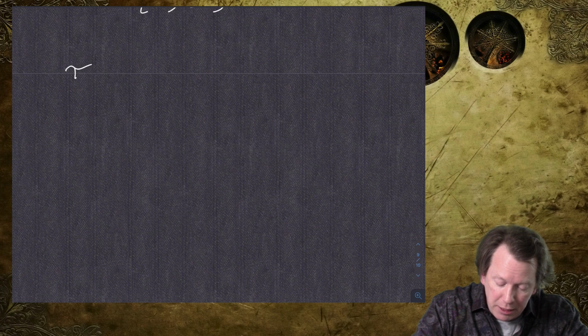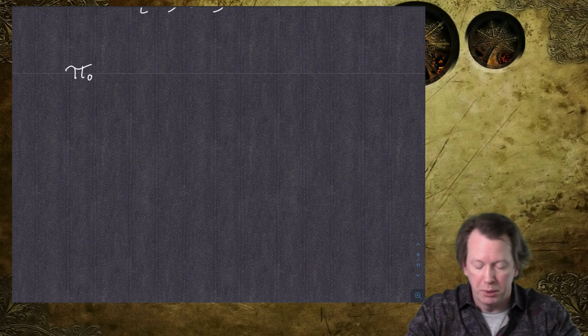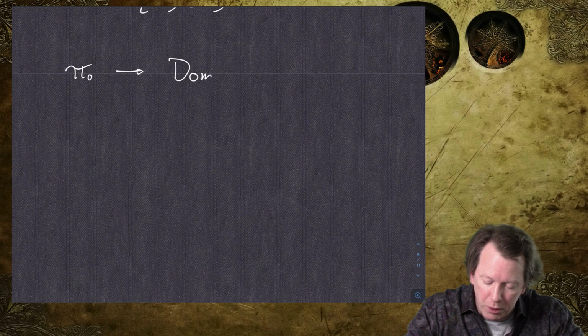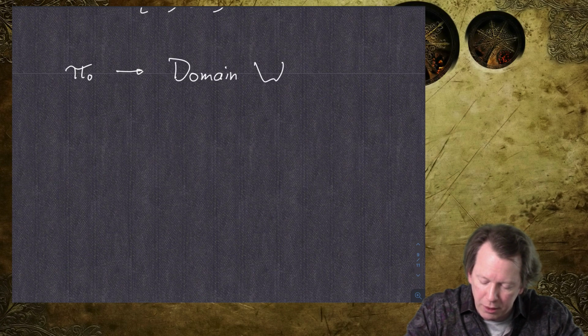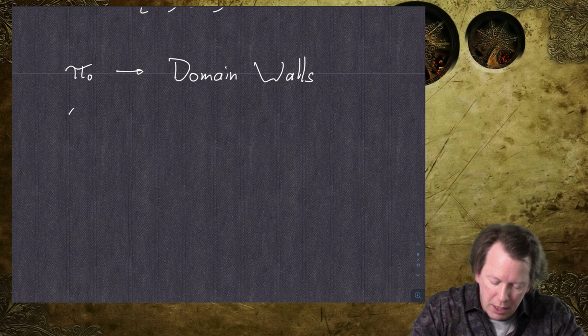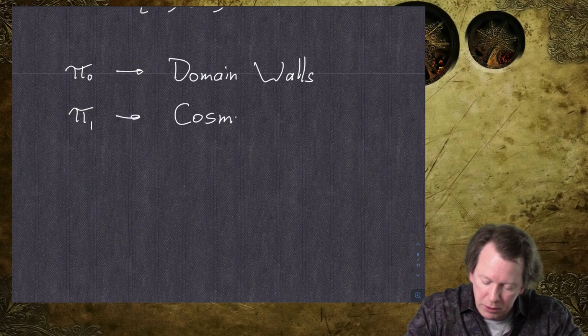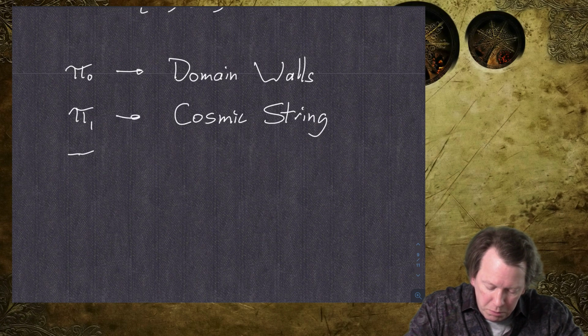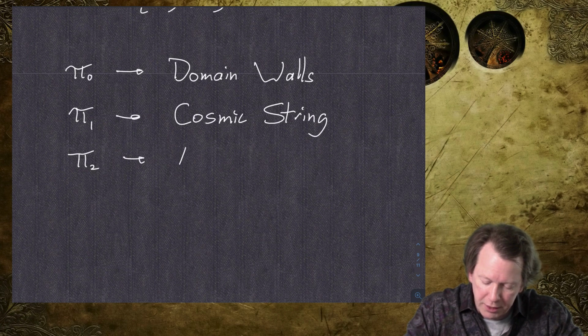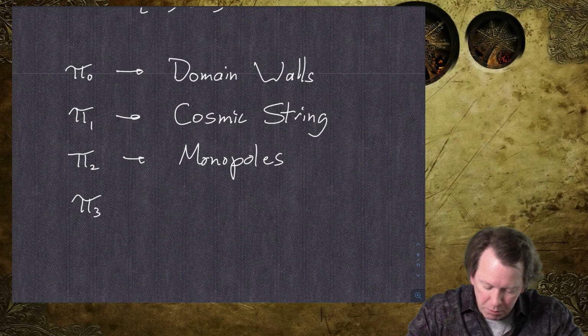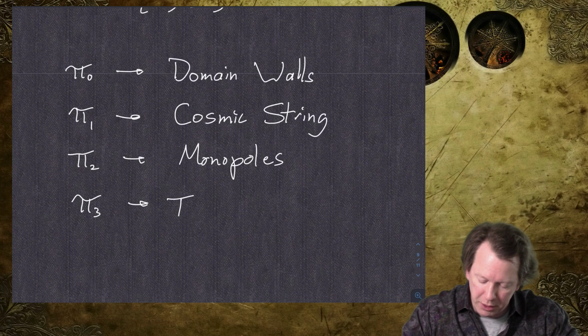So pi 0, the number of connected components, is related in field theory to things called domain walls. We'll explain later why this is true, hopefully. Pi 1 helps you calculate whether or not there are cosmic strings. Pi 2 tells you whether or not there are monopoles, which is kind of fun. There's even something called textures, which are classified by pi 3.